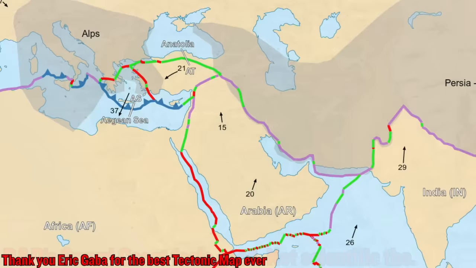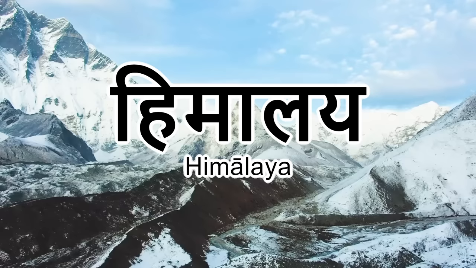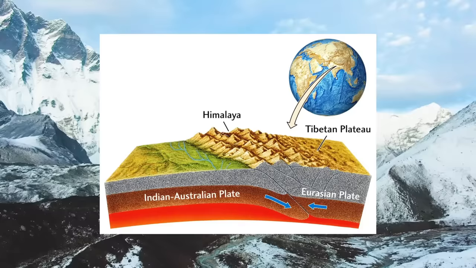Mountain ranges mostly form from the Earth's tectonic plates moving around and interacting with each other. Like how the continental Indian plate is crashing into the Eurasian plate to form the Himalayas. Yes, that is how it is correctly pronounced in Sanskrit. I had a teacher who insisted on calling them that, so I'm passing that pedantic pain on to you. The land on the tectonic plate deforms and pushes up to form mountains.